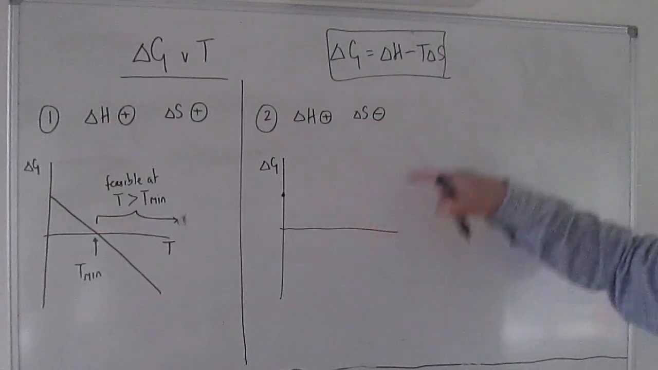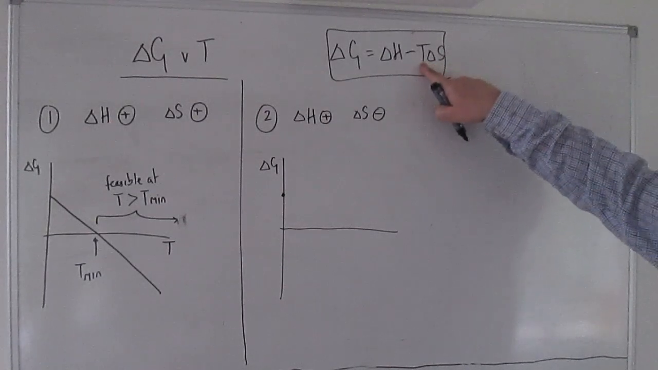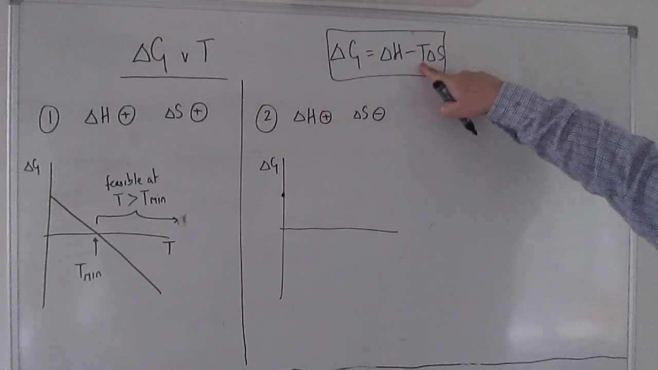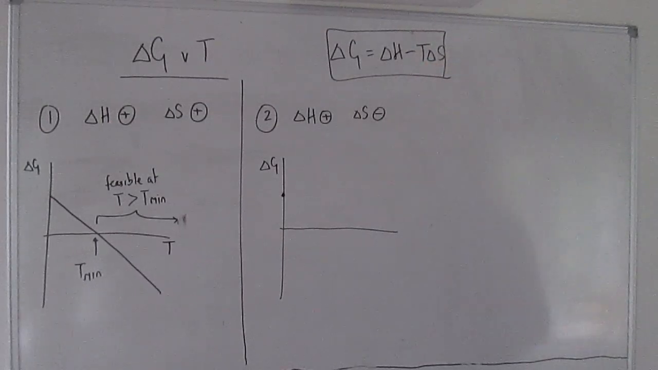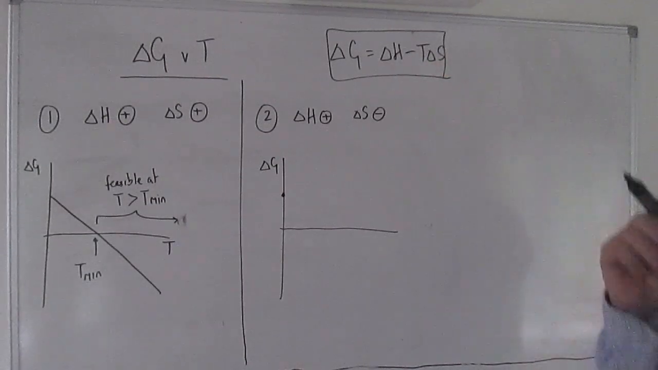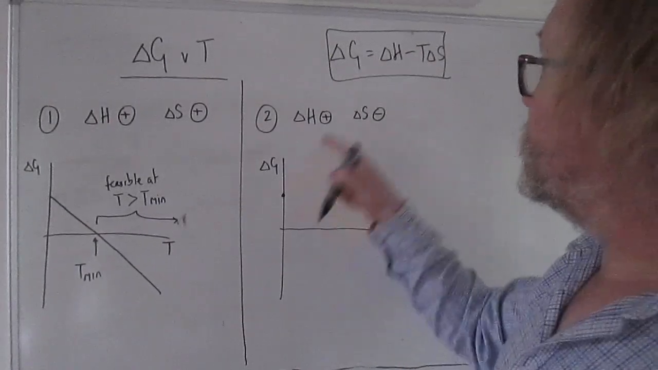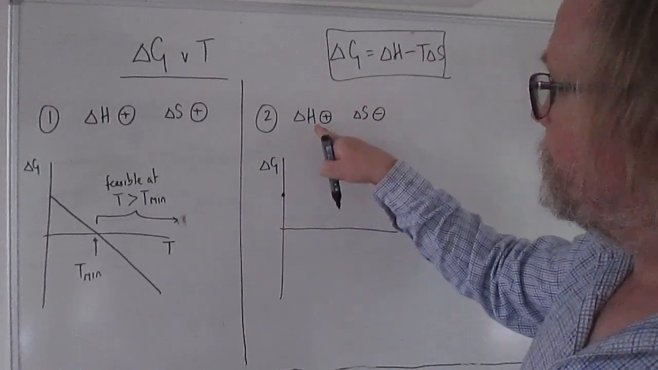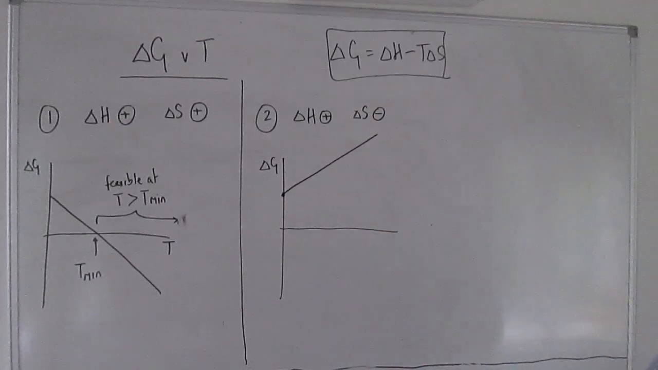Once we move above absolute 0, this term appears, and T, remember, is always positive because absolute temperature can't go below 0. So this is a positive number, but delta S, we've said, is negative. So we're subtracting a negative term. And if you subtract a negative number, you add a positive number. And that means that delta G will get bigger because we're adding a positive number onto this number that's already positive. So the graph will go like that.